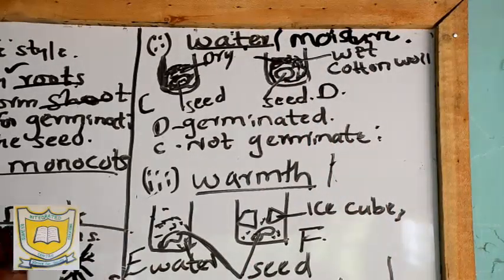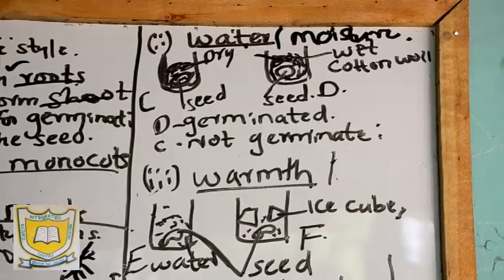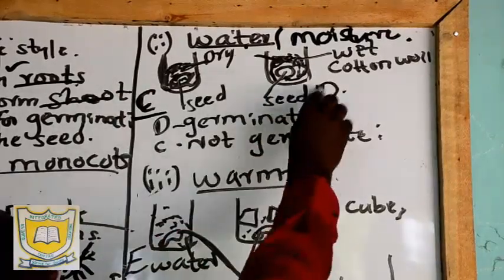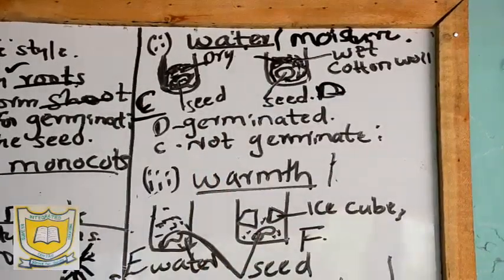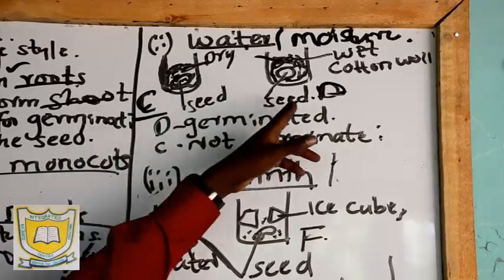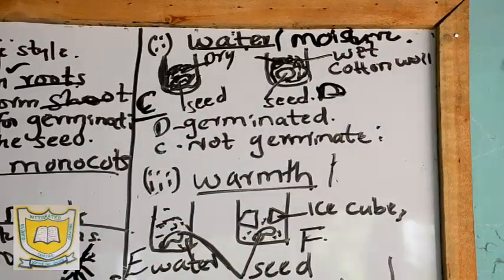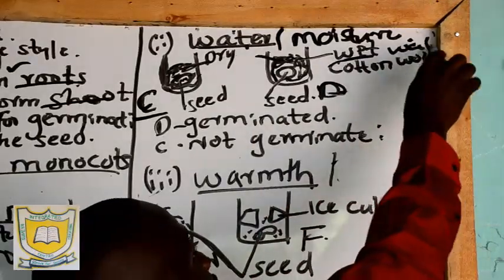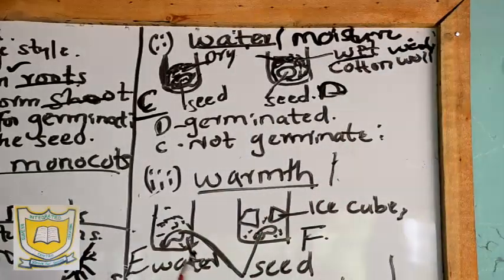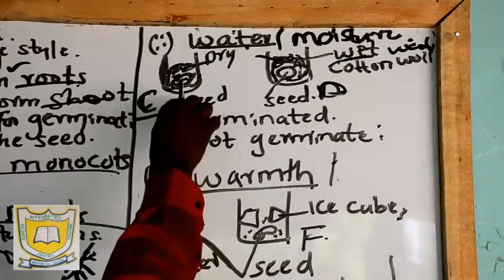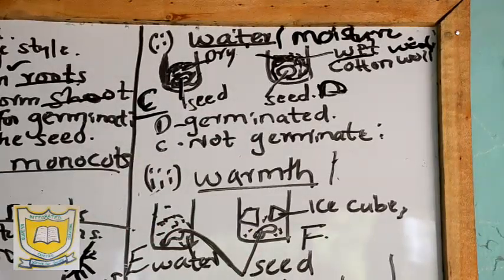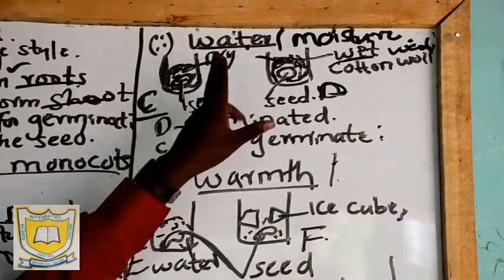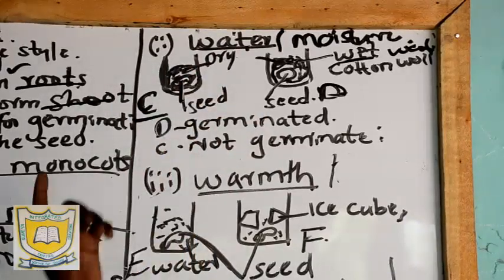Here you also have two containers. You can name them C and D. In container C you have a dry cotton wool, and in container D we have a wet cotton wool. This wet cotton wool means it has water or moisture. After some 1 week you come and check on these two containers. You will find out that in container C we will not have germination.